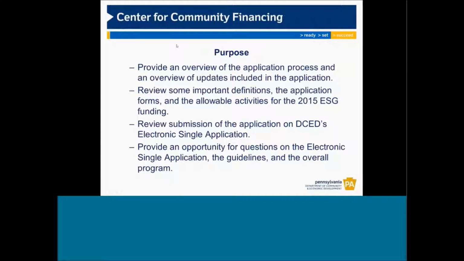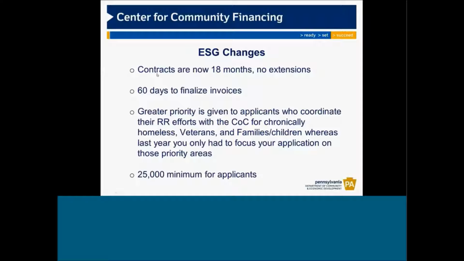I'm going to start by going over some of the changes that we made to the application. As you can see, the contracts previously had been somewhere between 22 and 24 months. We are now shortening the contract process, so contracts are now going to be 18 months, and there will be no extensions on that time frame. If you're granted an award, you have 18 months to get your expenditures completed, including your drawdown.